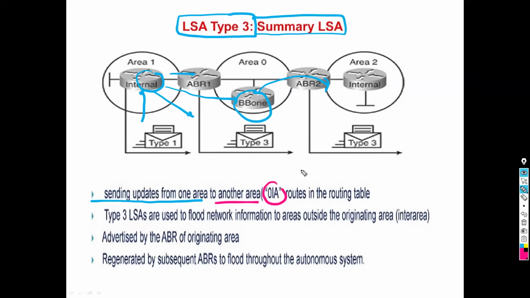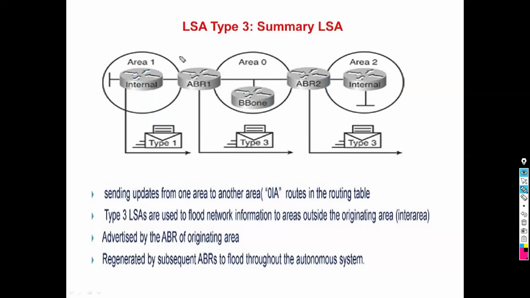Sending updates from one area to another area. Type 3 LSAs are used to flood network information to areas outside the originating area. I'm talking about inter-area communication. LSA3 is always generated by the ABR router. Within an area, we have LSA1 and LSA2.